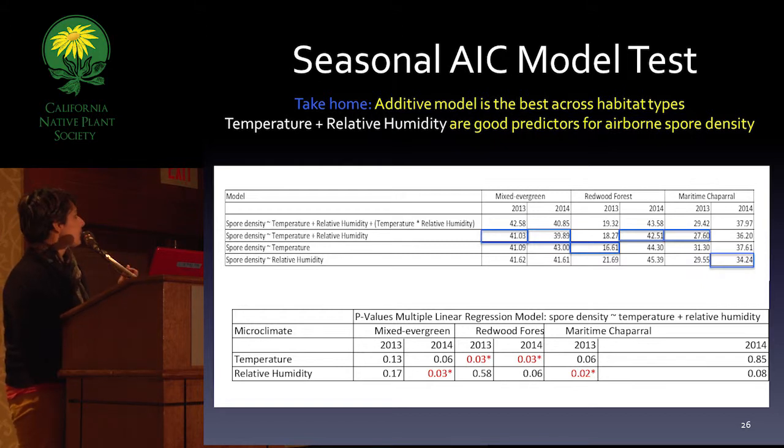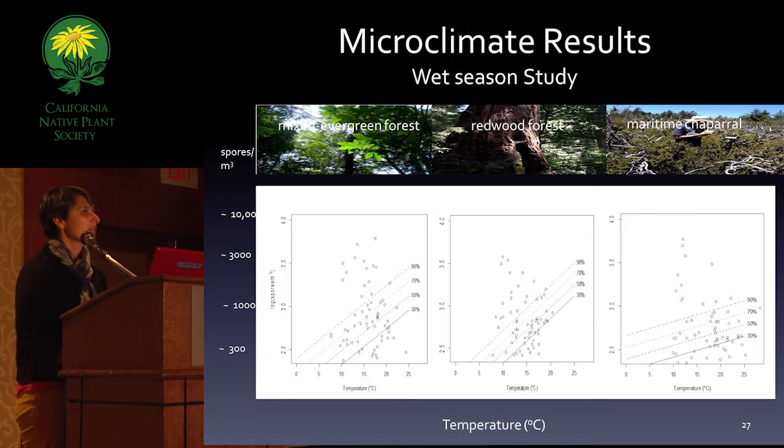So really the take home from here, when I looked at the different effects of microclimate, is that the additive model, where temperature and relative humidity are good predictors for spore density, also holds at this larger temporal scale. So it held for the daily spore study and held for the other study.